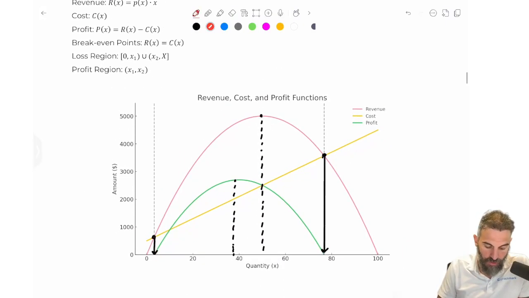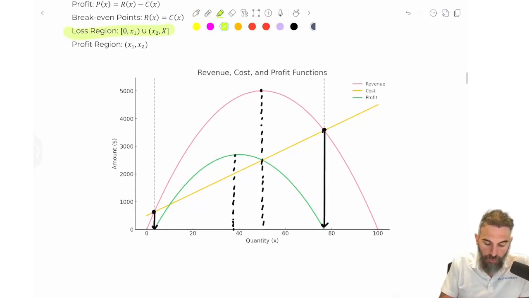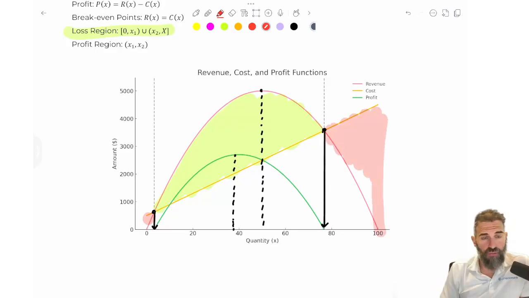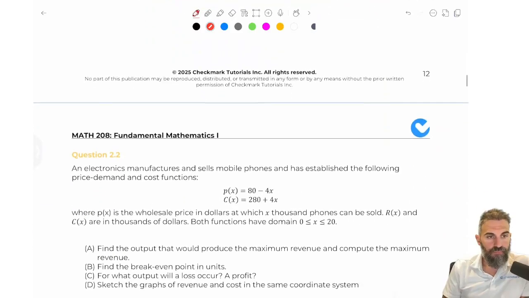What else is important here? Profit and loss regions. If ever you get asked that question, it's pretty simple. You're making money, you're profitable, between your break-even points. So if I could shade it in, this is your profit region. It's everything between your break-even points, and what I just shaded is your profit. You're losing money on the outside of your break-even points, whenever your cost exceeds your revenue. That's where you're losing money. Okay? So let's get into it.